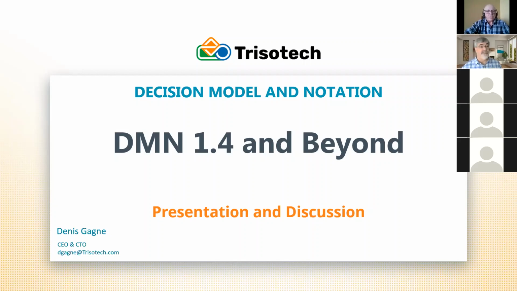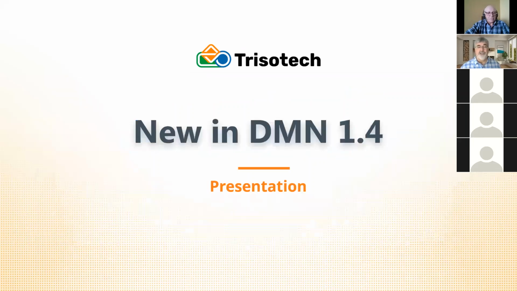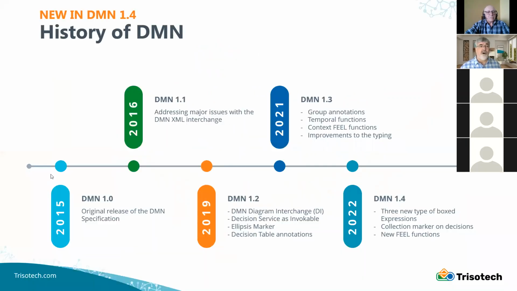So let me jump into it, and I will ask that you maintain your questions till we get to the discussion at the end, just to make sure we go through. I usually prepare way too much material, probably did again, so I'll try to not rush through things. Sorry about that. So first part, what's new in DMN 1.4? A little bit of setting the history and the context.